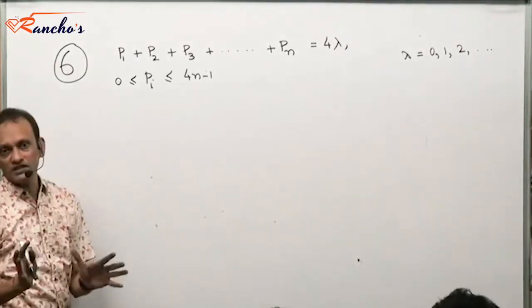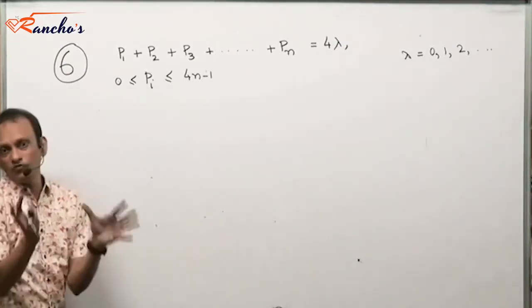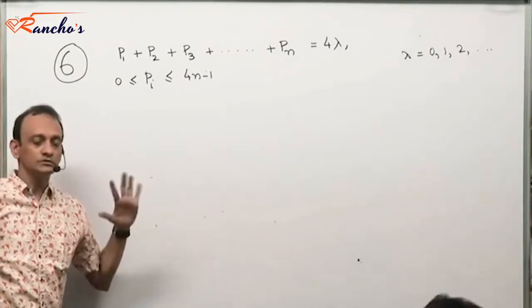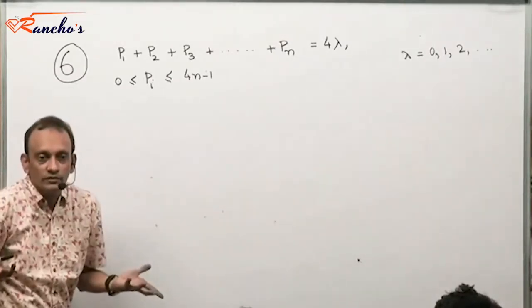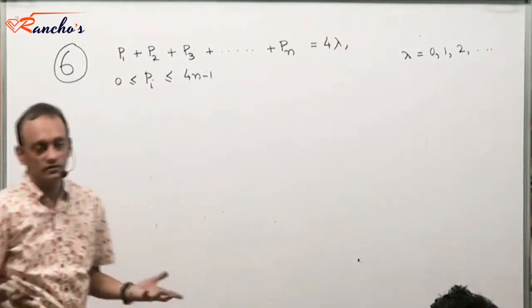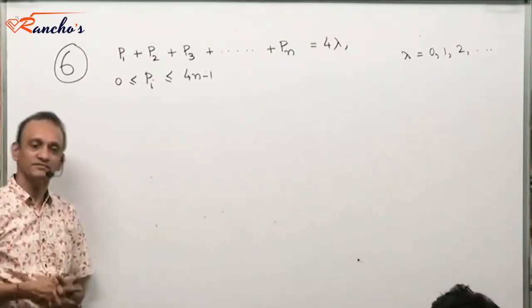The total number of things is 4 lambda. Lambda could vary: 0, 1, 2, 3, etc. Right? It's a multiple of 4. So why not 0 things distributed to n people, where nobody gets anything? Why not?